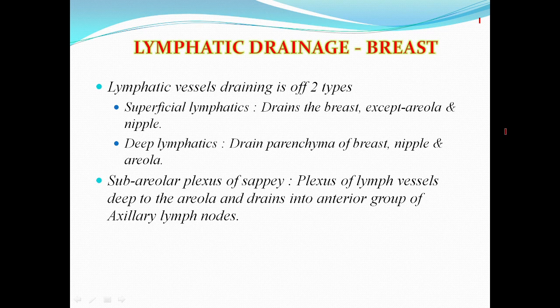Superficial lymphatics of the mammary gland will drain all over the mammary gland except the areola and the nipple. If you remember my statement at the initial slides, after removing the skin we have the superficial fascia. The superficial fascia is present all through the structure, but the fat is absent at the level of areola and the nipple. So here the superficial lymphatics are also absent at the level of areola and the nipple, but we are able to identify the deep lymphatics. They drain all over the mammary gland and also the nipple and the areola, to be remembered.